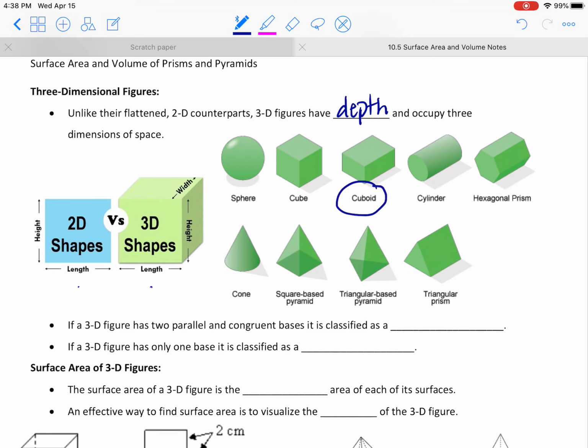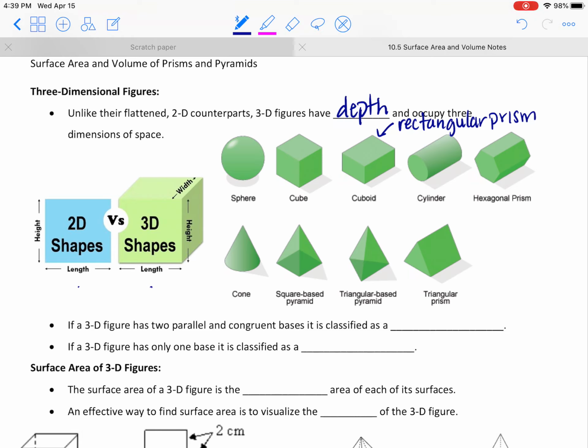The sphere, the cube, the cuboid. That's kind of a funny word. I don't ever use that word, to be honest with you. It's correct, but I prefer to call this a rectangular prism. So a cuboid can also be referred to as a rectangular prism. I prefer that name. Cuboid just sounds weird, but that's my opinion. A cylinder, and we have a hexagonal prism. We've got a cone, the square-based pyramid, a triangle-based pyramid, triangular prism.